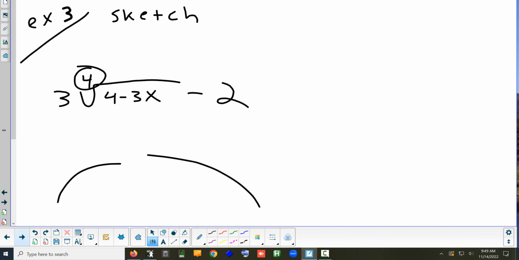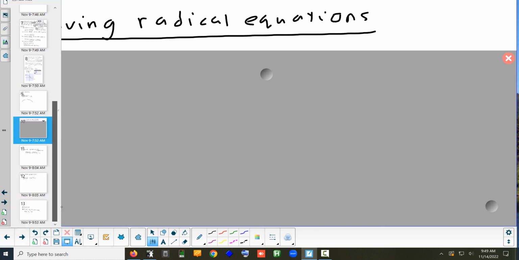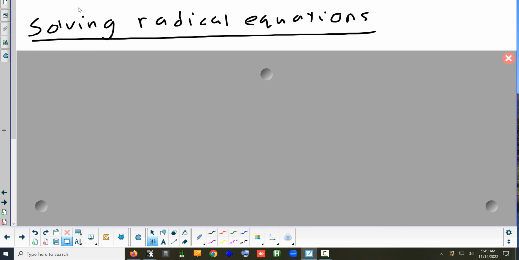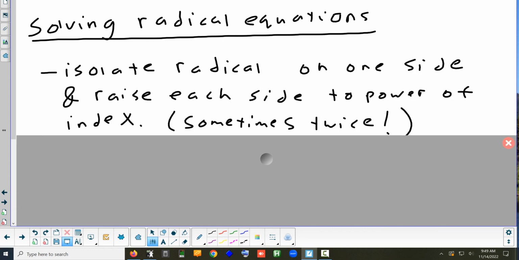All right, and last thing. Solving an equation. Probably have time for one of them, and then we'll do a second one tomorrow. When you want to solve a radical, the first thing is you have to get the radical by itself on one side.